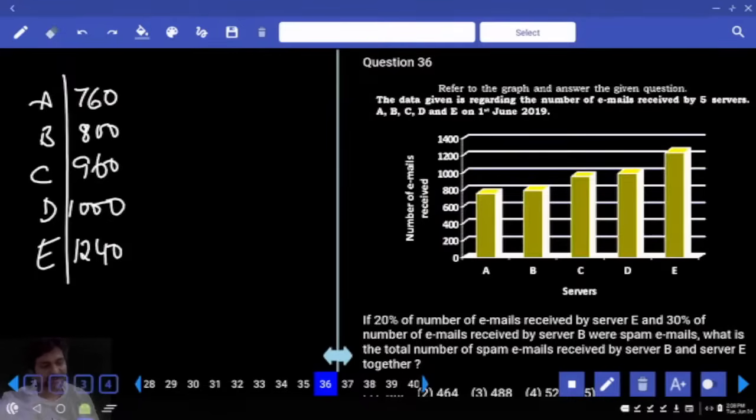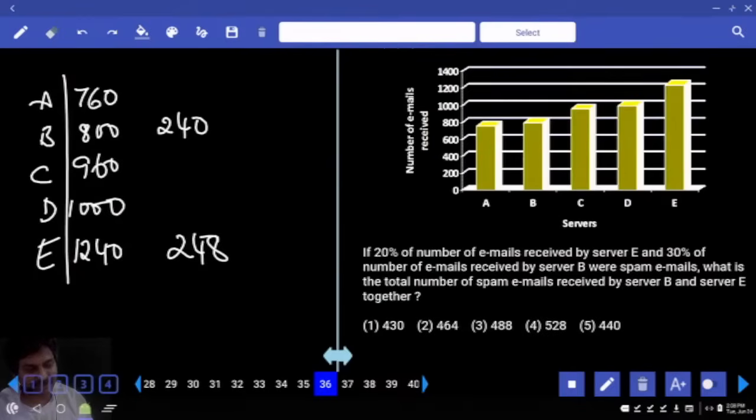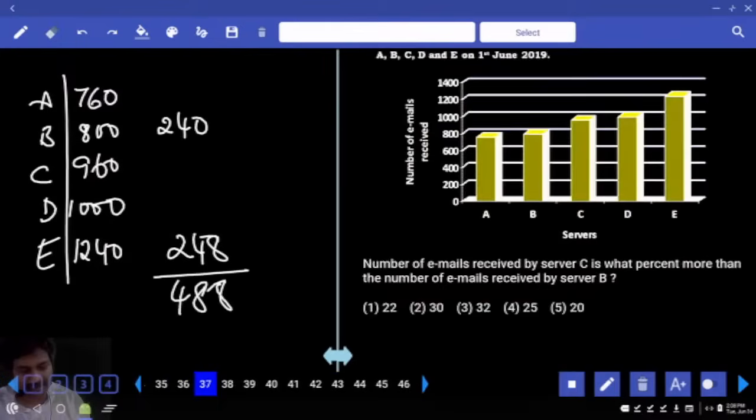20% of emails were received by server E, 20% of 1240 is 248. 30% of the emails received by B were spam, 30% of B is 240. Total number of spam emails received by B and E together, the sum of both numbers, is 488.